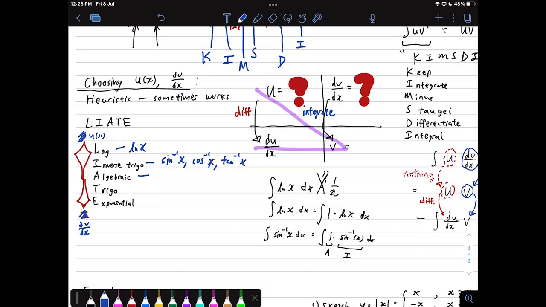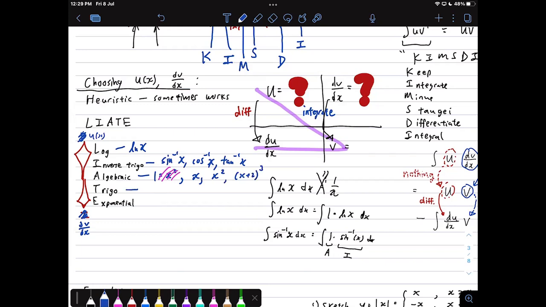Algebraic, some examples will be like 1. 1 itself is algebraic, okay? It's equal to x power 0. You don't write down x power 0, just write down 1 can already. Treat 1 as an algebraic. Then you got x squared. Sometimes you can have x plus 2 cube, also okay.